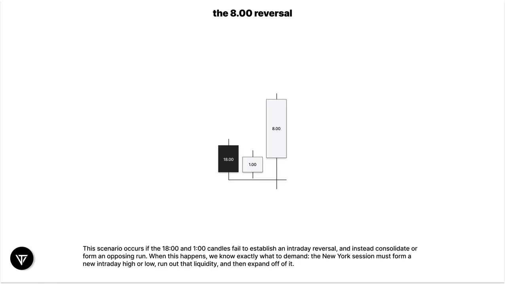Number 3, the 8 reversal. This scenario occurs if the 18 and 1 candles fail to establish an intraday reversal and instead consolidate or form an opposing run. When this happens, we know exactly what to demand. The New York session must form a new intraday high or low, run out that liquidity, and then expand off of it.